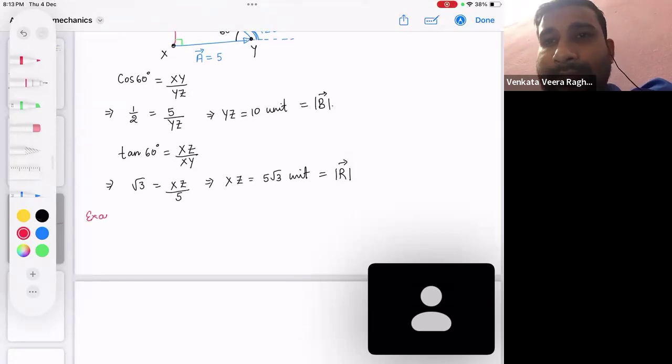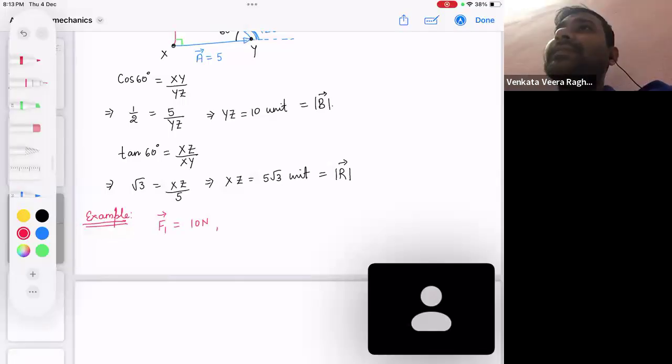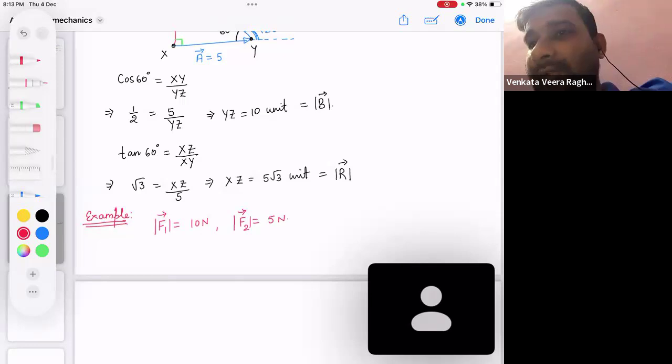Let's say an example is given to us. In this example, what is given? Two forces are there. F1, its magnitude is 10 Newton. Force is a vector quantity, na? Tell me, force is what? A vector quantity. So the two forces are given to us, F1 and F2, and their magnitudes are 10 Newton and 5 Newton.